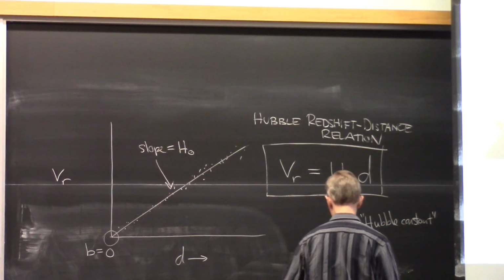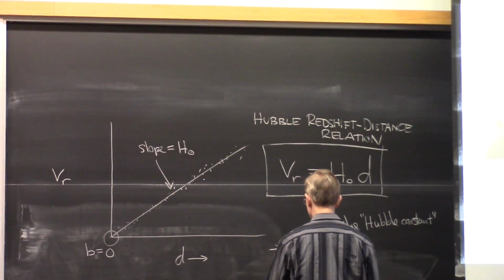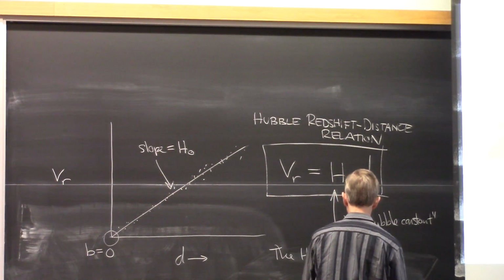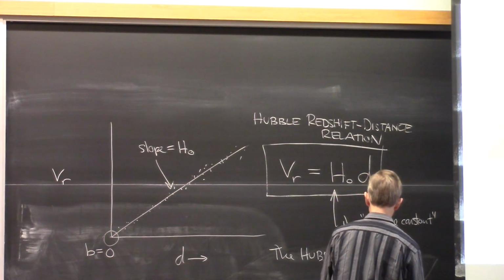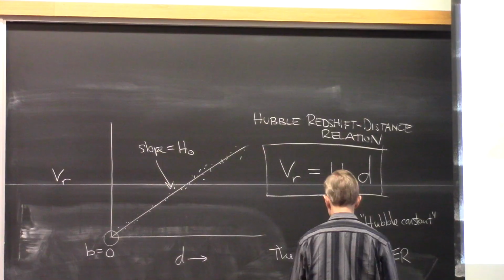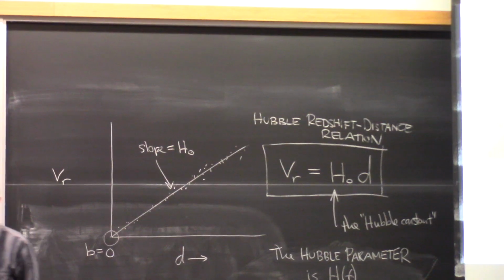We always get this terminology that can be a little confusing, but anyway, the Hubble parameter is H as a function of time. So if we made this plot when the universe was younger, the slope would have been different. And H of t is the slope of the plot like this that you would make when the universe's age is t.